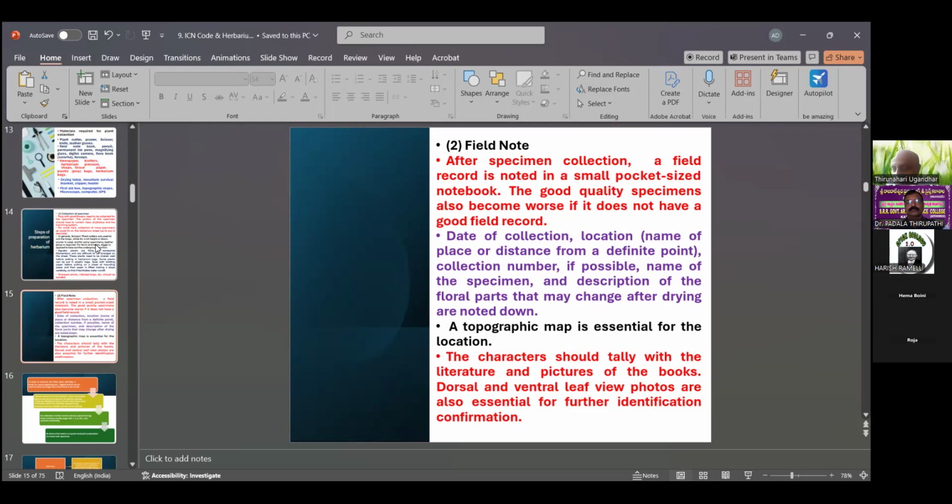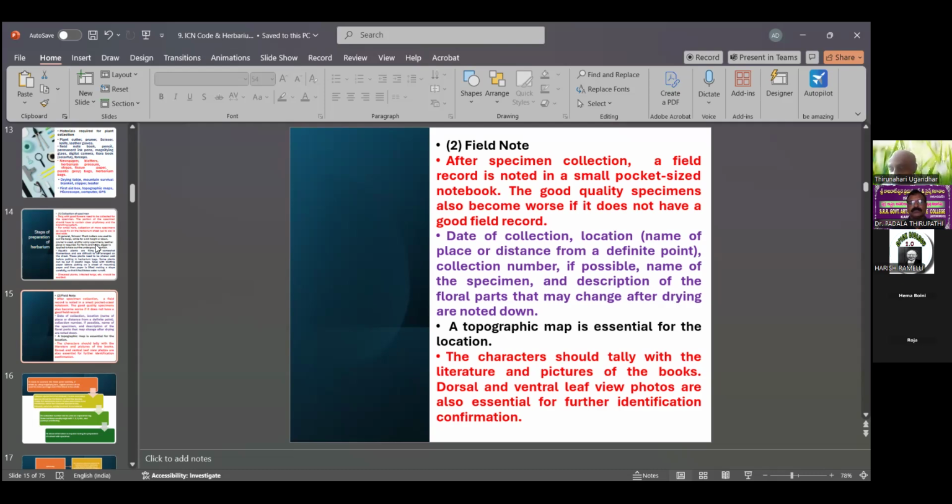Then, one important thing: the date of collection, location, name of place, or distance from a definite point. That is the collection number, if possible, the name of the specimen, and a description of the floral parts that may change after drying. After drying, if the plant changes, then note it down. A topographic map is essential for the location. The topographic map is important, and the characters should tally with the literature.